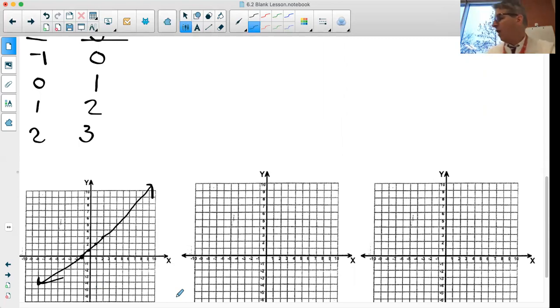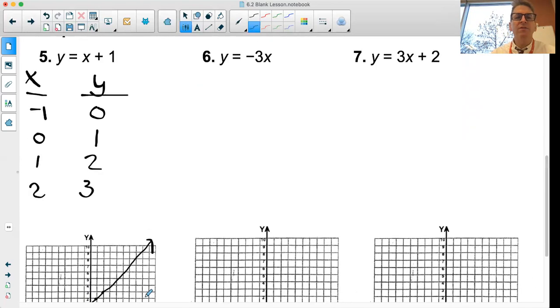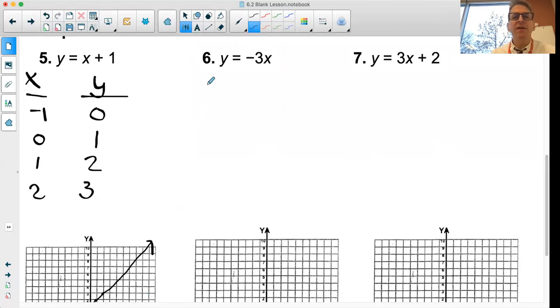Number 6, y equals the negative 3x. I'm going to again use the following x's: negative 1, 0, 1, and 2. So negative 1 times negative 3 is positive 3. 0 times negative 3 is 0. 1 times negative 3 is negative 3. And 2 times negative 3 is negative 6.